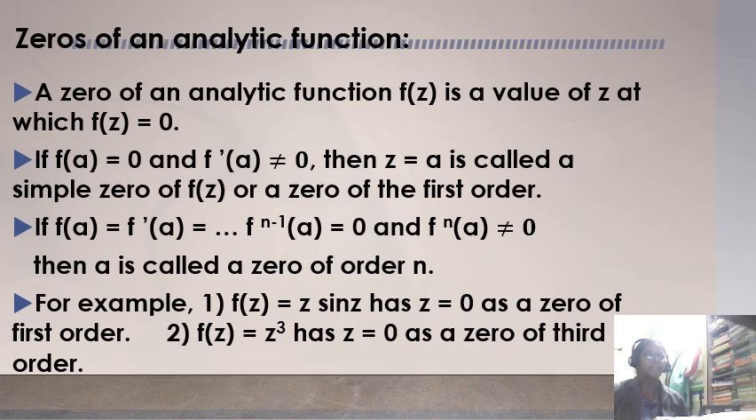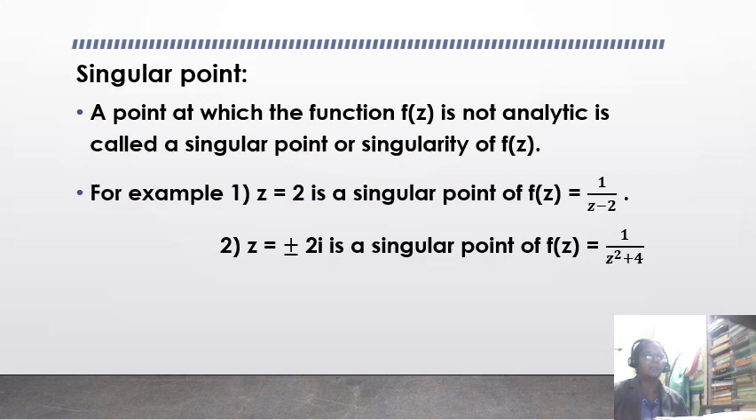If f of a is equal to f dash of a is equal to, and so on, f power n minus 1 of a is equal to 0 and f power n of a is not equal to 0, then a is called a zero of order n. For example, we can see some two results in the slide.